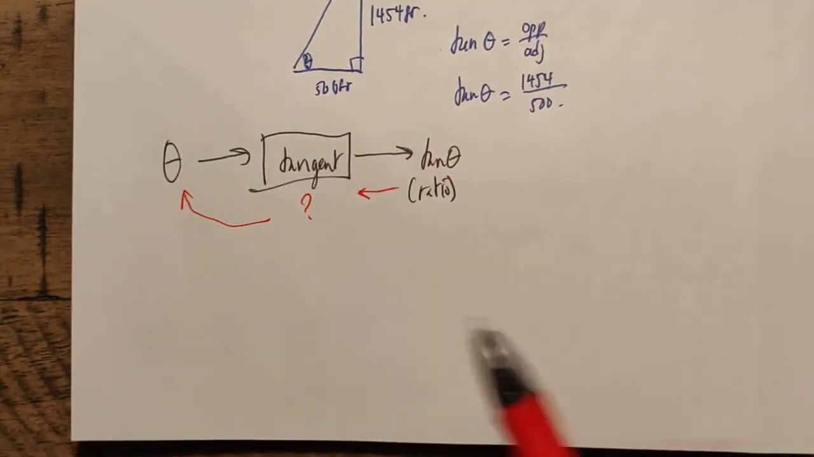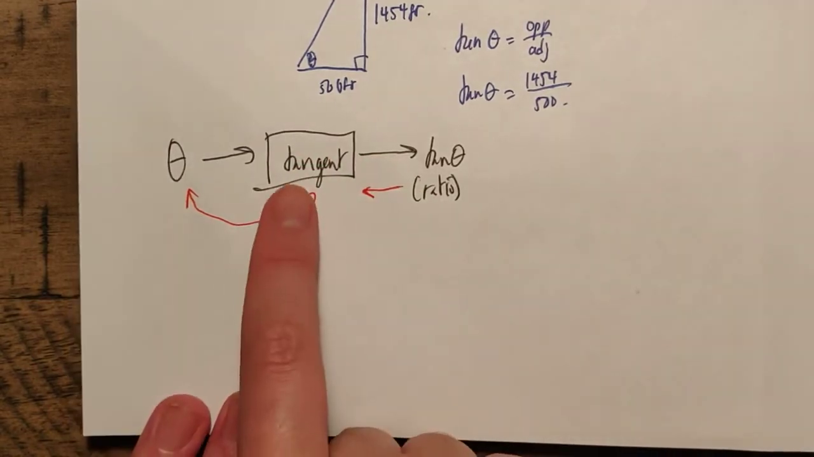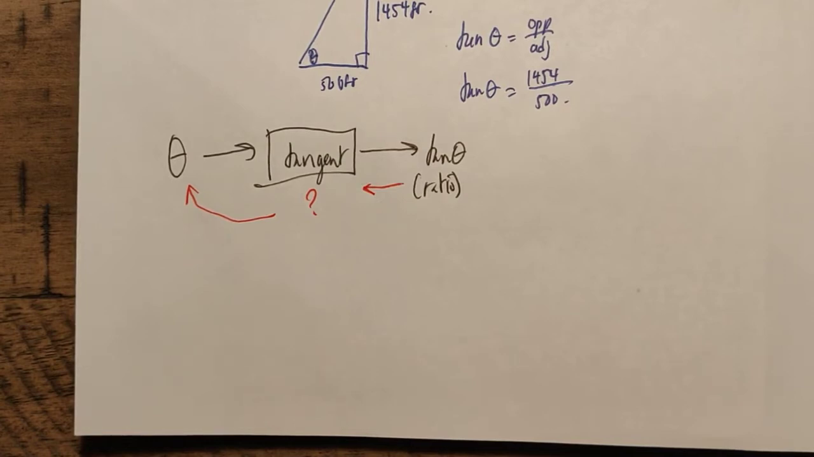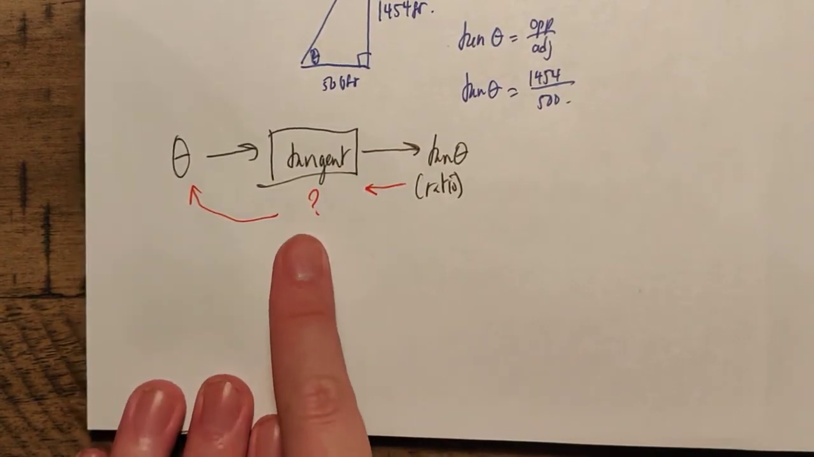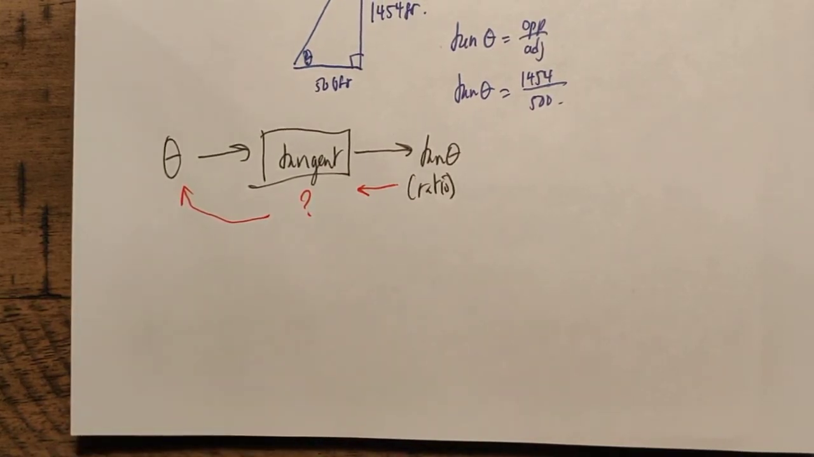Now, this box is tangent here. If this box were a different operation, that'd be easier to deal with. If this box, instead of tangent, was x squared, you pop in a number and a square comes out. For instance, you put 4 in and 16 comes out. In order to get the 4 back, you would have to undo the square. So in this situation, we need to create something that undoes tangent. We want to find the angle whose tangent is a specific number.